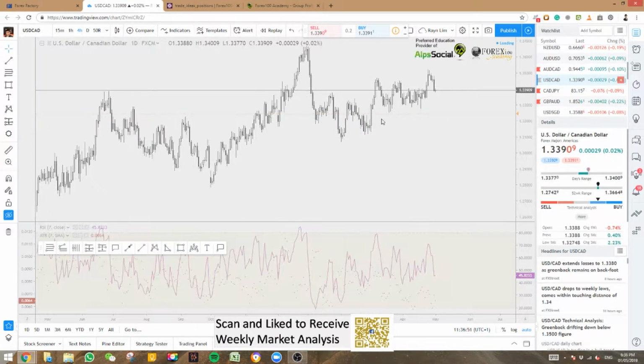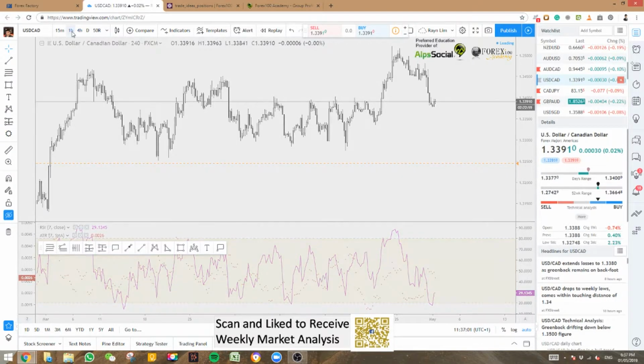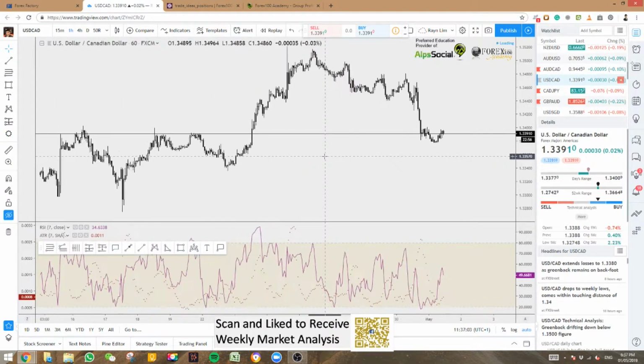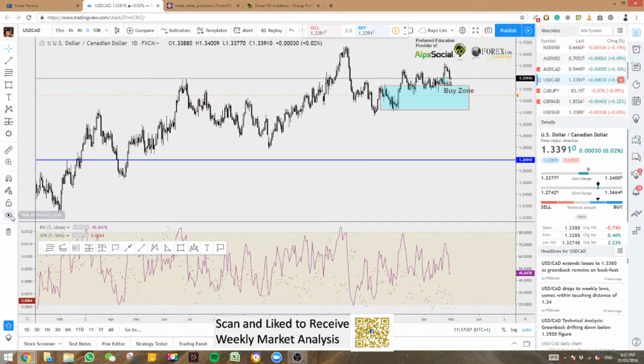So head down to 4 hour chart. This is what I have on the 4 hour chart. So basically at this area, I'm waiting for a retracement back into this zone for a buying opportunity. Head down to 1 hour. Nothing much for me. Back to the daily chart. While I share with you my analysis, you can see that there is consistency to that. Alright, so buy zone, I'm looking for a buying opportunity over here.